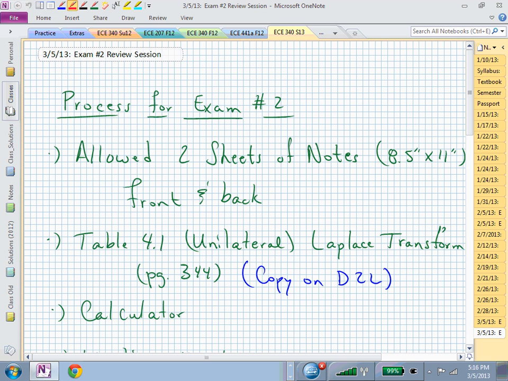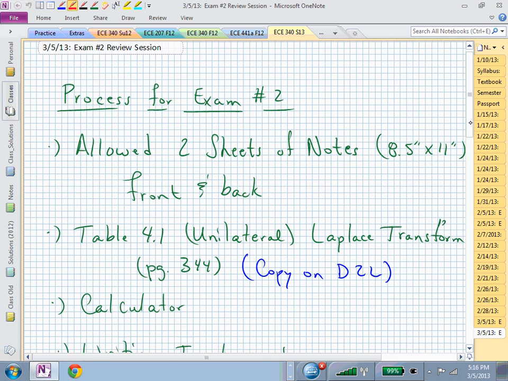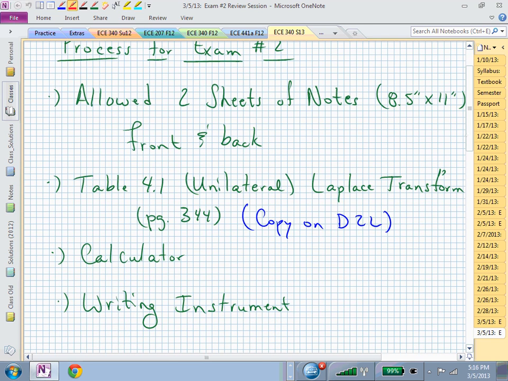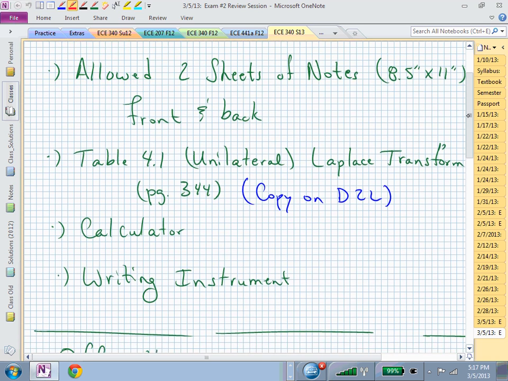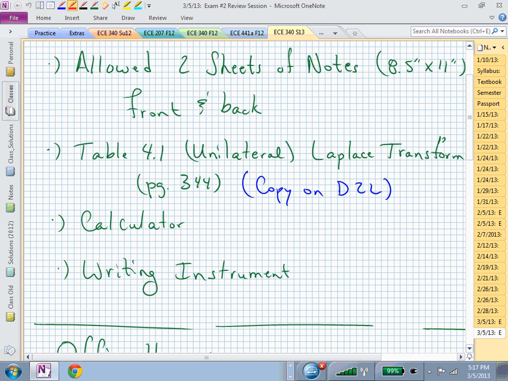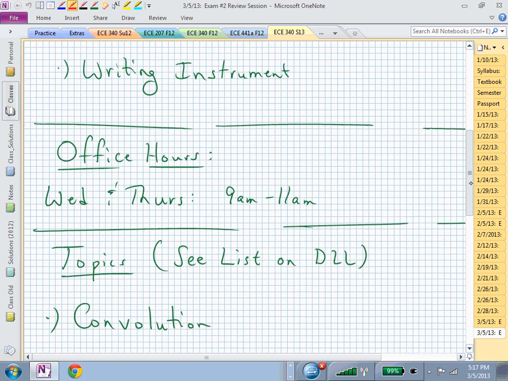This is the same process that I just mentioned a couple of hours ago as far as what you are allowed to have. 2 sheets of notes, front and back. Table 4.1, and you can download that. If you don't have a copy, that should be on the D2L website. You can bring a calculator and writing tools.